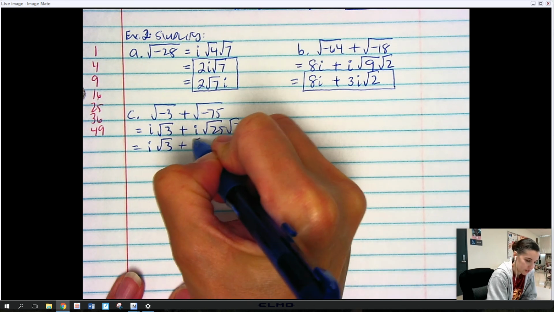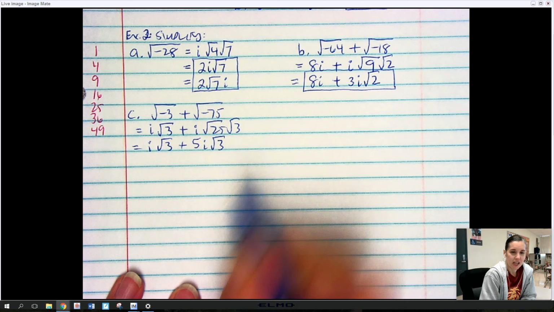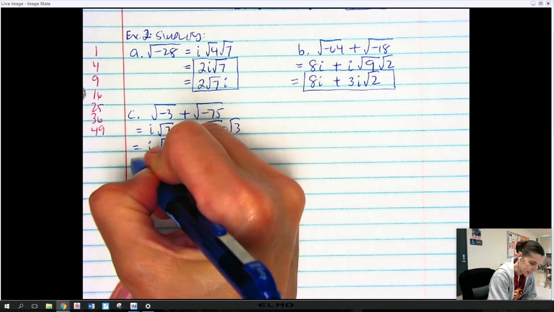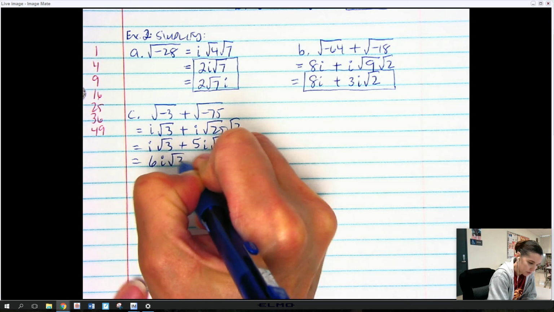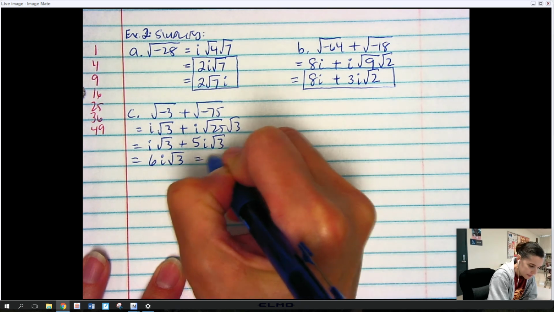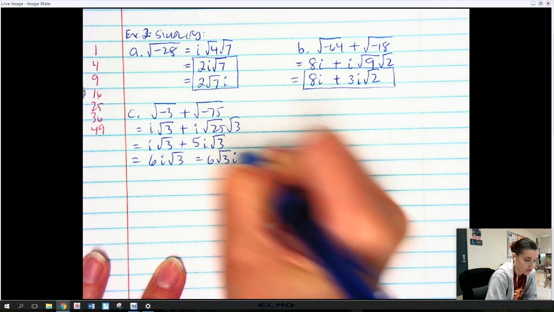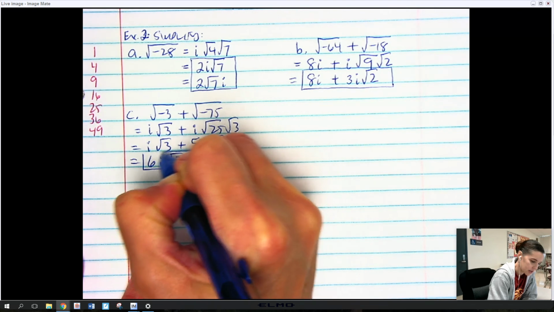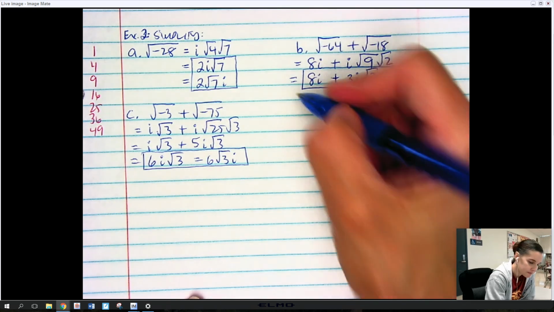So I'm going to have i root 3. The square root of 25 is 5, so plus 5i root 3. If you notice, these are both i root 3s. So one of them plus 5 more would be 6 of them. So I'm going to have 6i root 3. Again, if you would like to, you could write it as 6 root 3 i. Just make sure that the i is on the outside. Whichever way you're more comfortable writing, your answer is correct. So let's try one more.